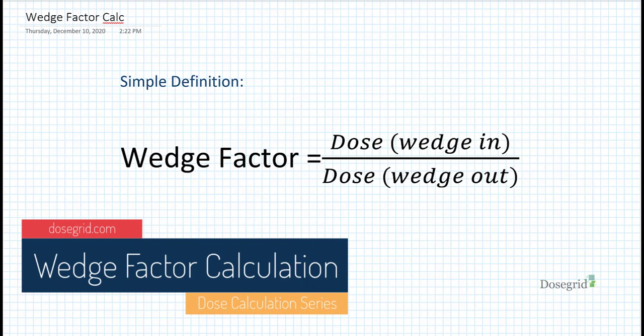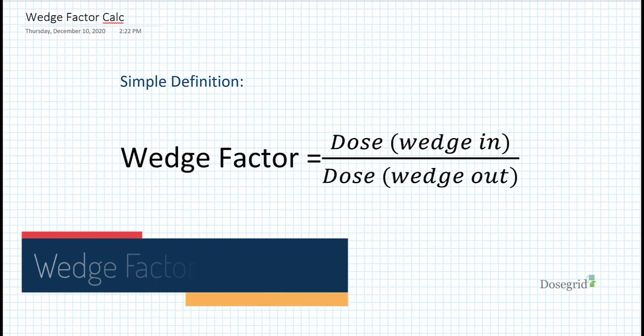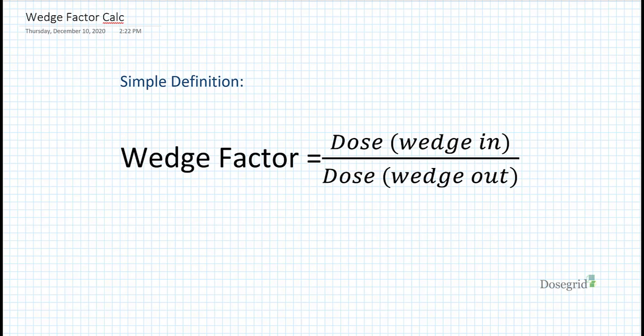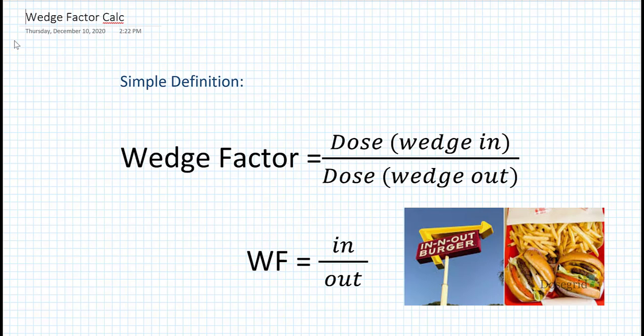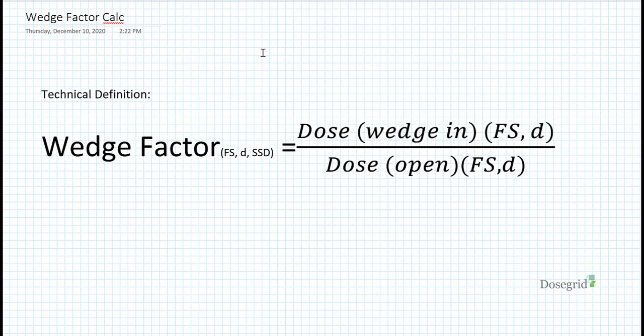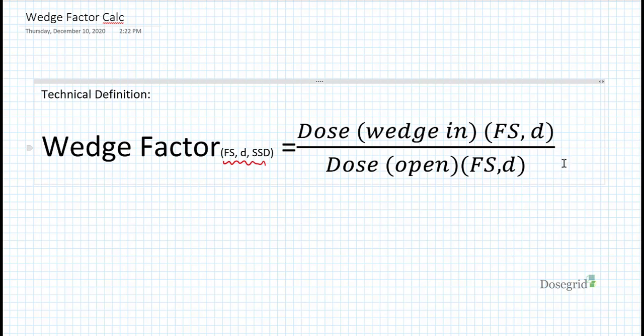Hey guys, today we'll be learning how to solve a wedge factor calculation. Simply put, a wedge factor is the ratio of the dose with the wedge in over the dose with the wedge out, and it can be thought of as a measure of how much a wedge attenuates a beam. Technically, a wedge factor is defined at a depth in water for a certain field size at a certain SSD.